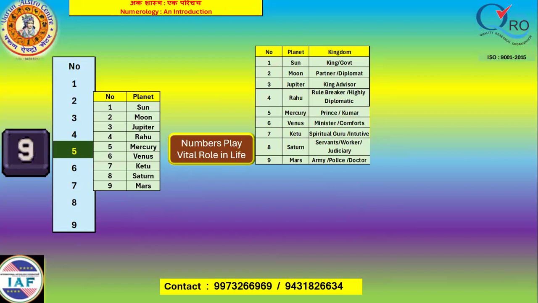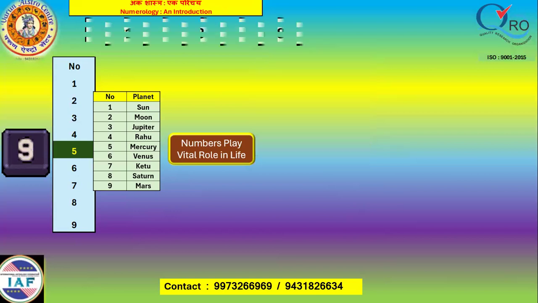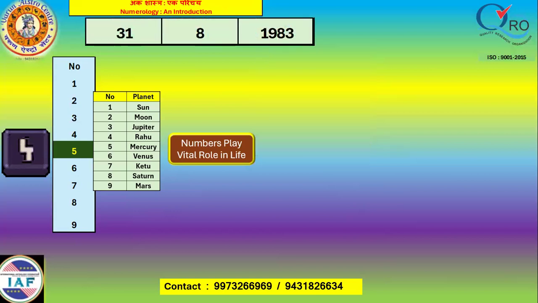So this number is birth date, which consists of date, month, and year. Date and month may consist of single or double digit. So this example has been taken 31st August 1983, which is the date of birth of some celebrity, some important personality whose birthday falls today.